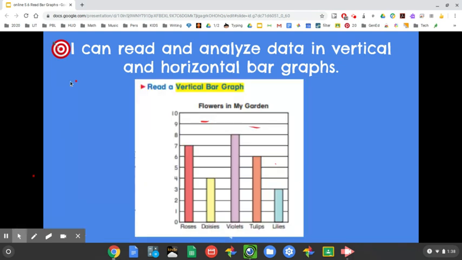So if you look at this next graph, I want you to think, how is this bar graph different from the bar graph that we just looked at on coins in my collection? How is it different?